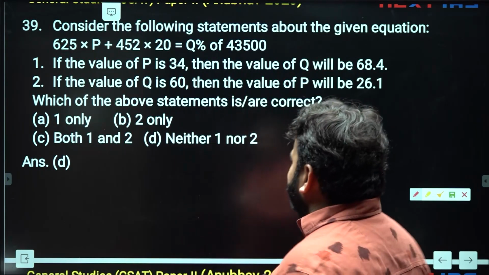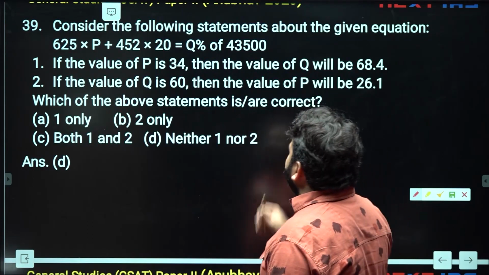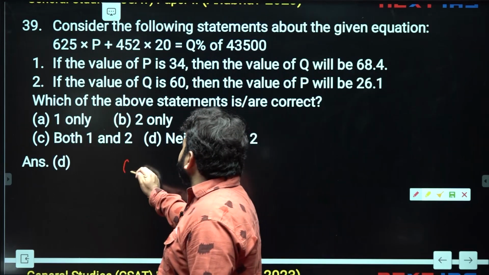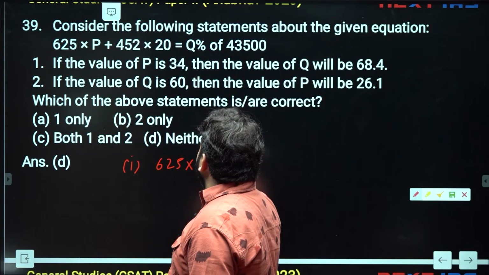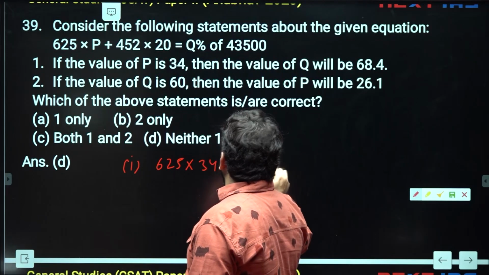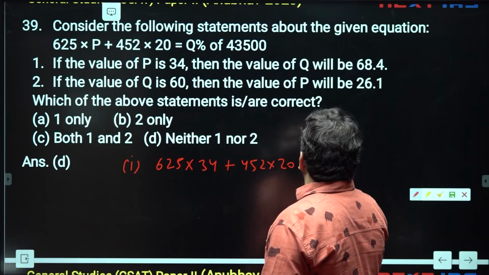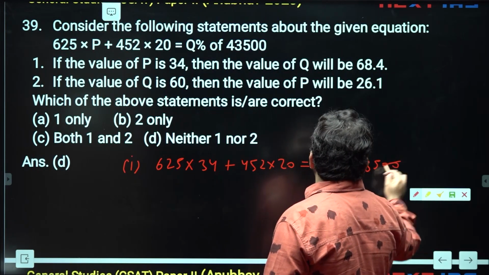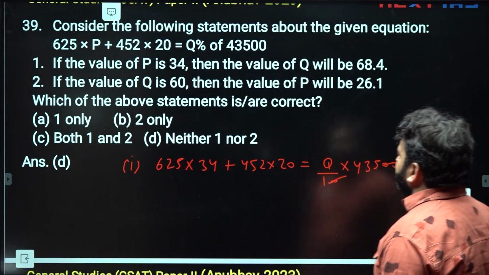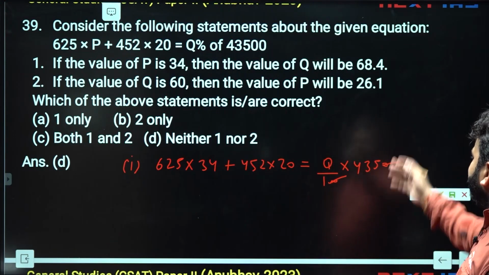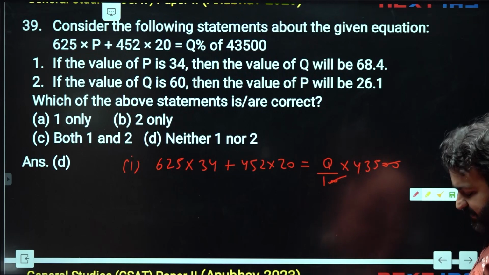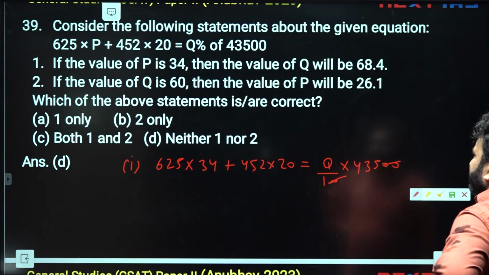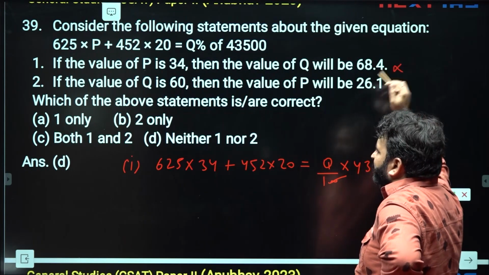Okay, so now this equation is given. First statement: if the value of p is 34, then the value of q will be, it means here 625 into 34 plus 452 into 20 equals q%, that is q upon 100 into 43500. So after solving it, check whether you are getting the value of q as 68.4. Now solve, you won't get the value of q as 68.4. It means the first one is wrong.